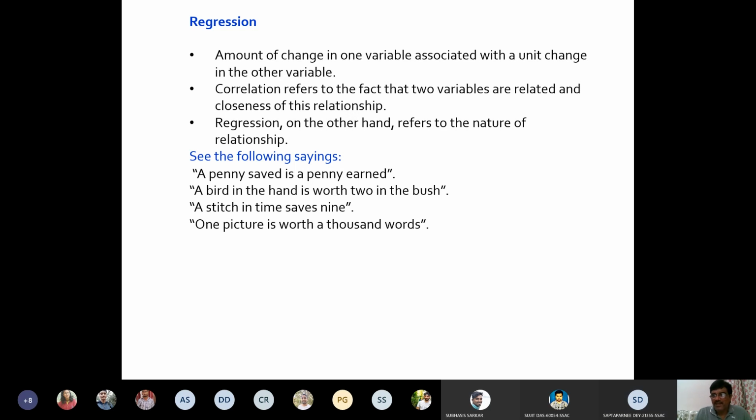A penny saved is a penny earned. Means here 1x is equal to 1y. Another case, a bird in the hand is worth 2 in the bush. So here 1y is equal to 2x. Third case, a stitch in time saves 9. Here 1y is equal to 9x.